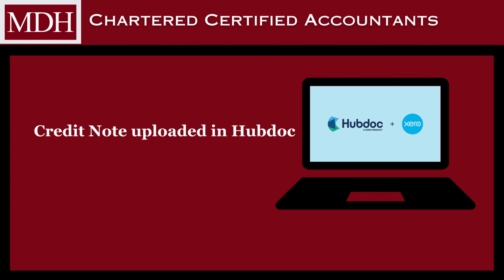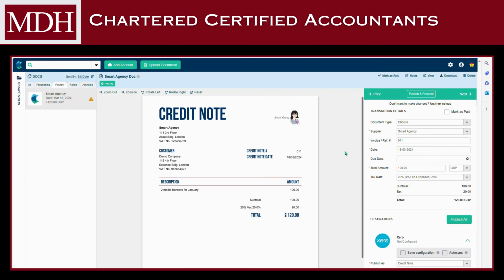The next is to upload a credit note in Hubdoc. Once it was uploaded in Hubdoc, it will show on You Review tab. Review the document's details. Document type is optional because it has no effect on the transaction when set to Xero.